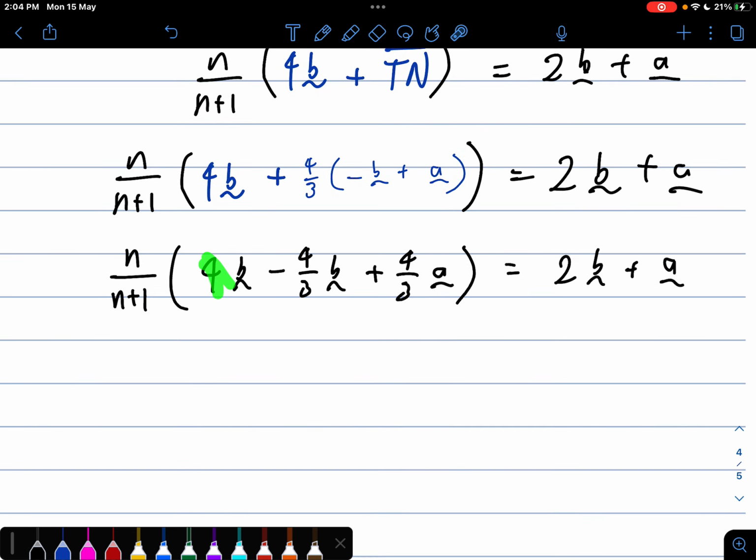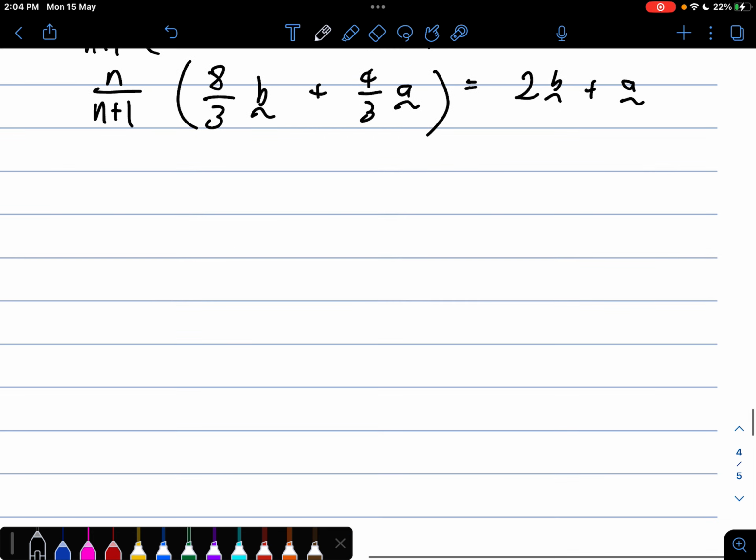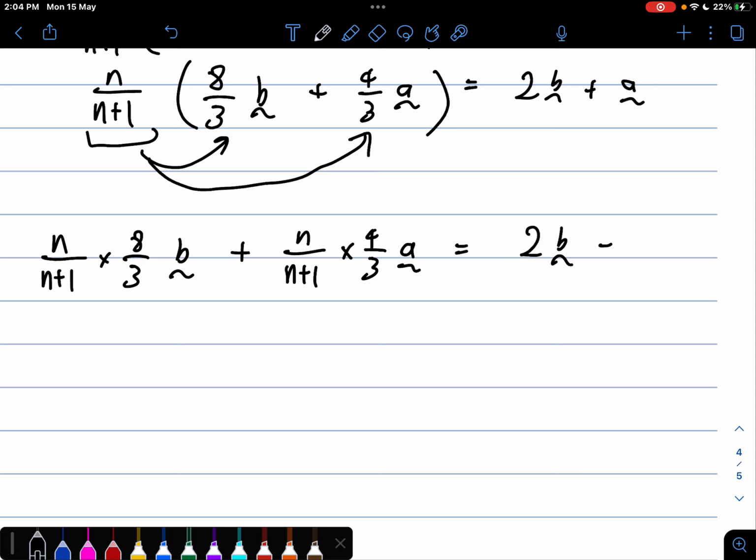Very good. Now 4 minus 4/3, what does that give me? Let's just leave the answer as an improper fraction. The answer is 8/3. So 8/3 vector b plus 4/3 a. Don't forget the n over n plus 1 in front, equals 2b plus a. With that, we can start to expand the brackets by multiplying n over n plus 1 inside. Just leave the n over n plus 1 alone, then multiply it by your 8/3. Don't forget the vector b. Plus n over n plus 1, leave it alone, times the 4/3 a, equals 2b plus a.